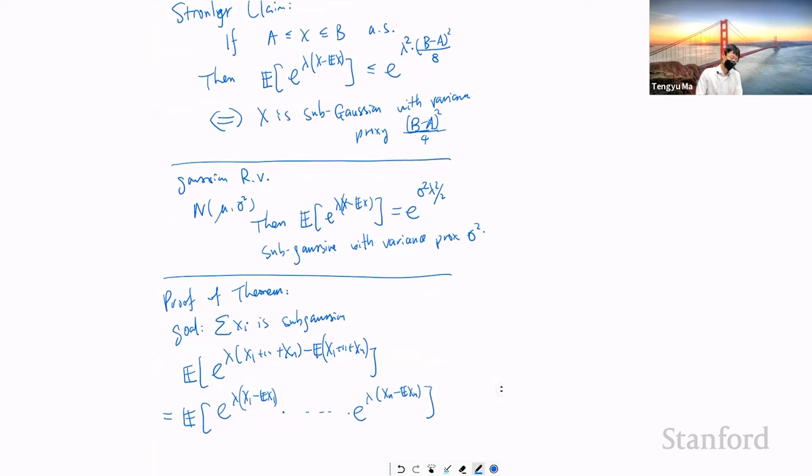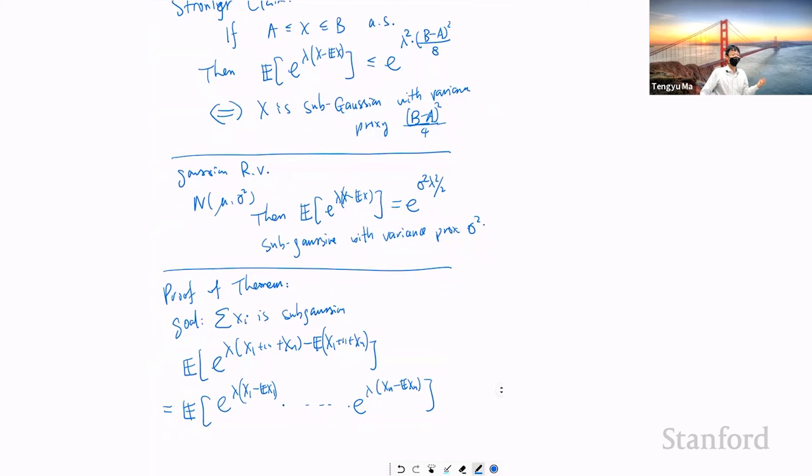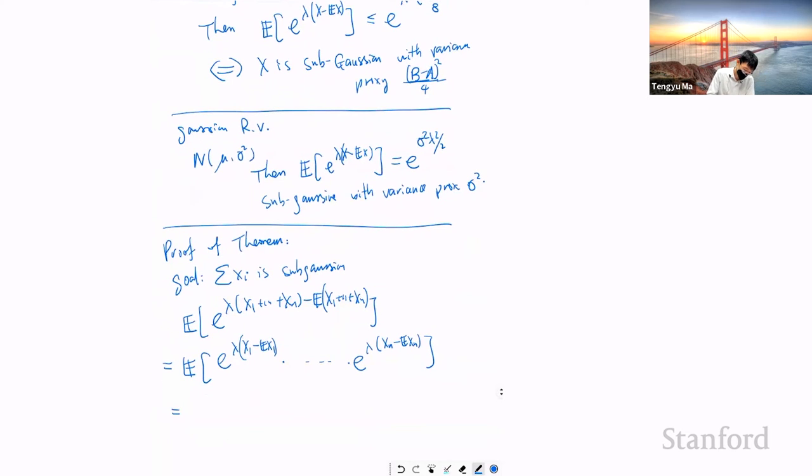times and so on. And again, because they are independent, you can factorize. Each of the xi's are independent, so you can switch the expectation with the product to get the expectation of e to the lambda (x1 minus EX1) times the expectation of e to the lambda (x2 minus EX2), and so on. Okay, so this is using independence.